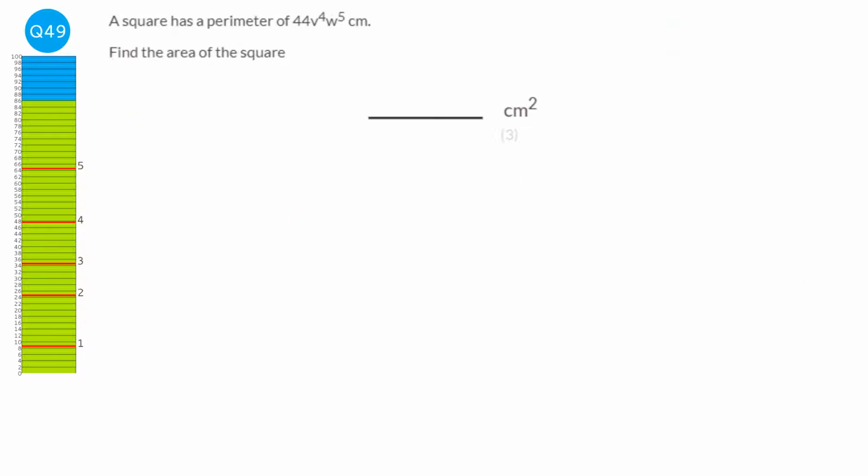So we need to first of all work out what the length of the side of the square is. And to do that, what we do is we get the 44v to the power of 4, w to the power of 5, and we just divide it by 4.